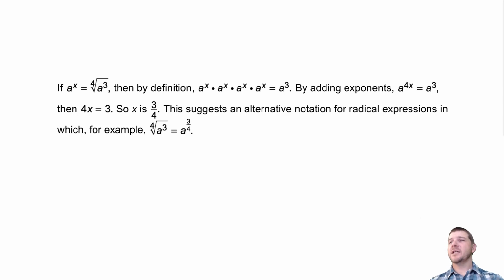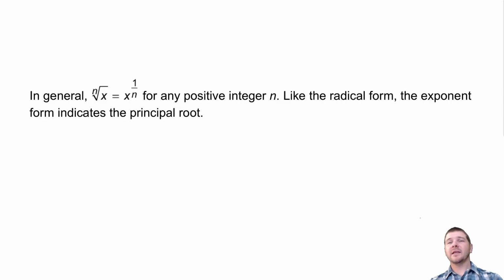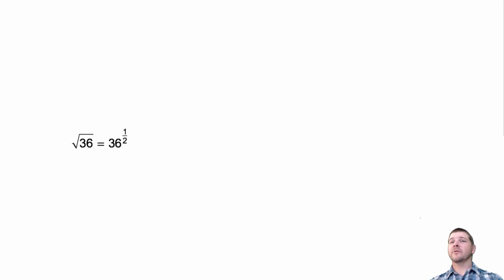This suggests an alternative notation for radical expressions in which, for example, the fourth root of a cubed equals a to the 3/4. In general, the nth root of x equals x to the 1 over n power for any positive integer n. Like the radical form, the exponent form indicates the principal root. For example, the square root of 36 equals 36 to the 1/2 power. The cube root of 64 equals 64 to the 1/3 power, and the fourth root of 16 equals 16 to the 1/4 power.